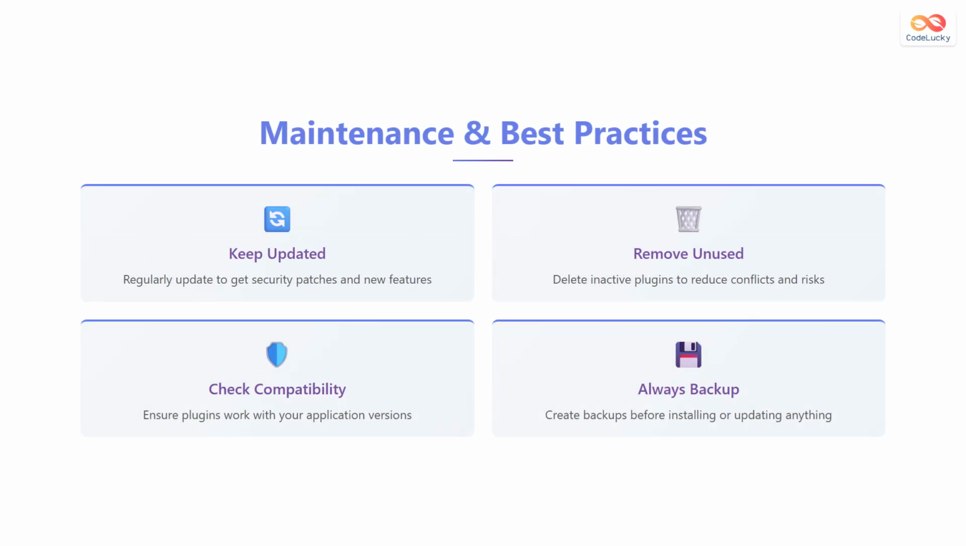Once you have plugins and extensions installed, proper maintenance is critical. Keep them updated regularly to receive important security patches and access new features. Remove any plugins you no longer use, as inactive plugins can create security risks and cause conflicts with other software. Always check compatibility before installing plugins to ensure they work with your application version. Most importantly, always create backups of your system before installing or updating anything. This protects your data in case something goes wrong.